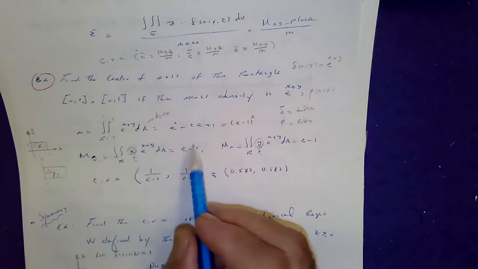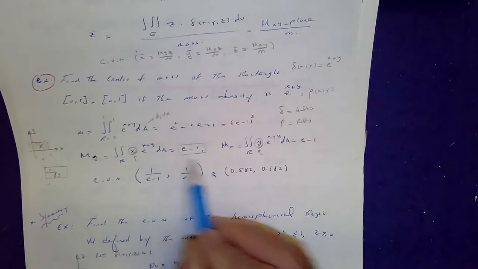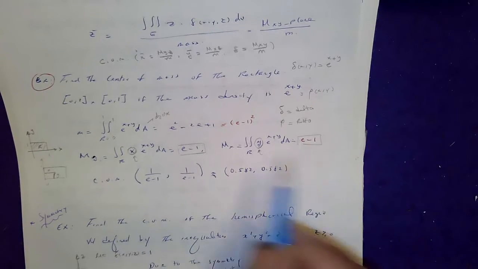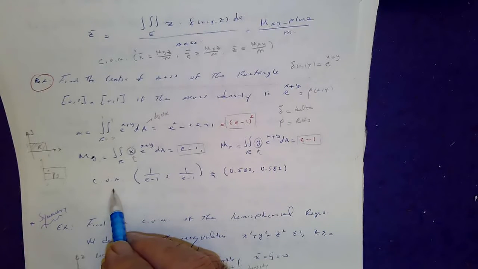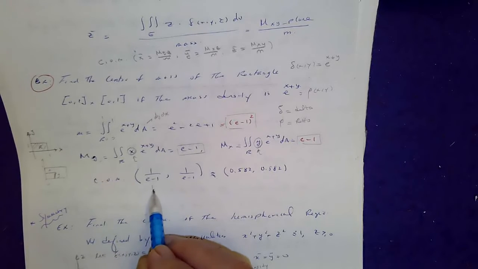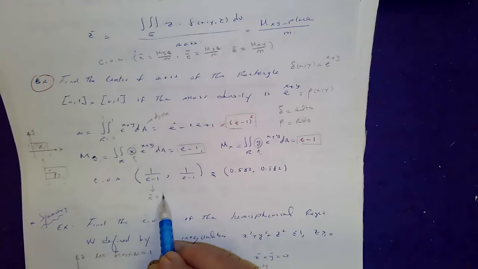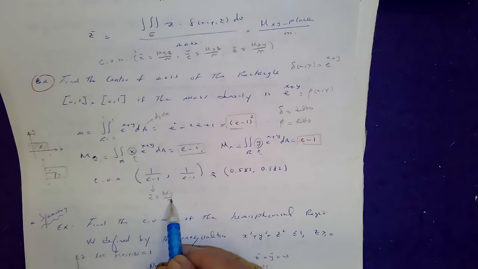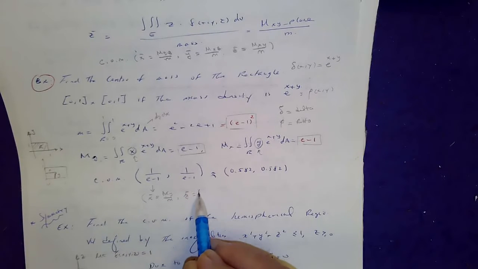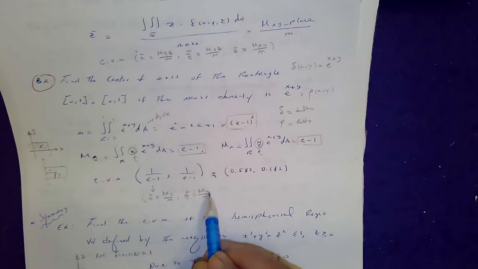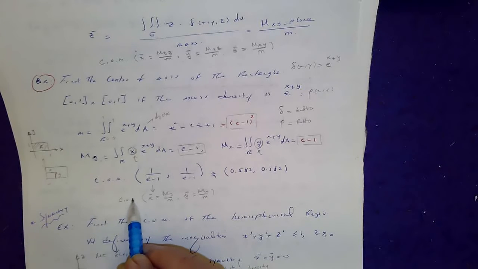So when you find these three quantities, the mass and the moments, now you are ready to find the center of mass of that particular region. So remember how this comes about. This is x bar is equal to moment about the y-axis over mass, and this is y bar, which is moment about the x-axis over mass, and that's called center of mass.